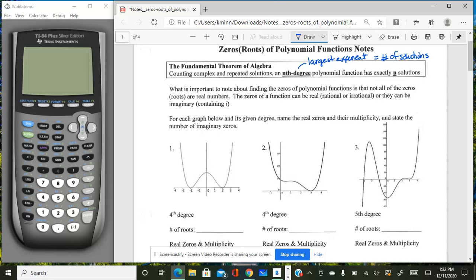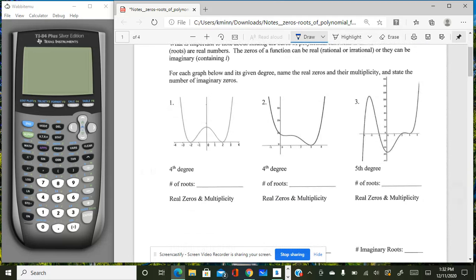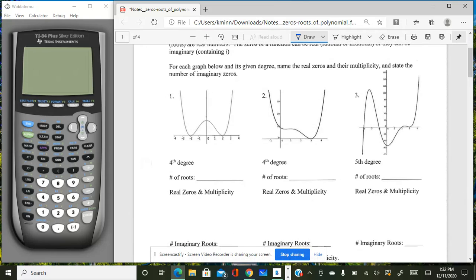Okay, so looking at some of the examples below here, we have a fourth degree polynomial. If it's fourth degree, that means the exponent will be 4, so the number of roots that would actually be found is equal to 4. What are the real zeros? Well, if we look at our graph, our zeros are the values where your graph is touching or going through the x-axis. So in this case, x is equal to -2 and x is equal to +2.